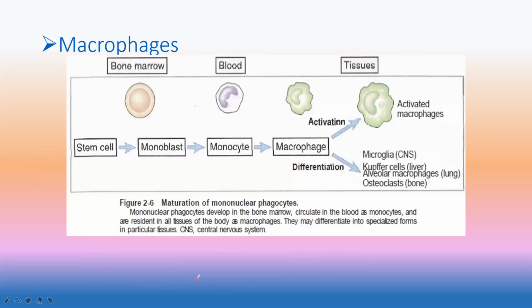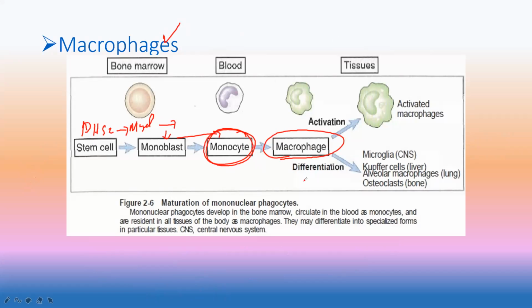So let's see our next cell, the macrophage. Macrophages come from the bone marrow again, from pluripotent hematopoietic stem cells. They change to the myeloid line, then myeloid changes to monoblast, and monoblast changes to monocyte. So the monocyte is in our blood. When these monocytes move to tissue, they change to macrophages.